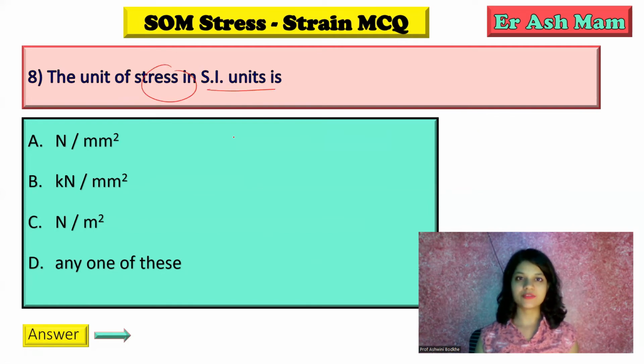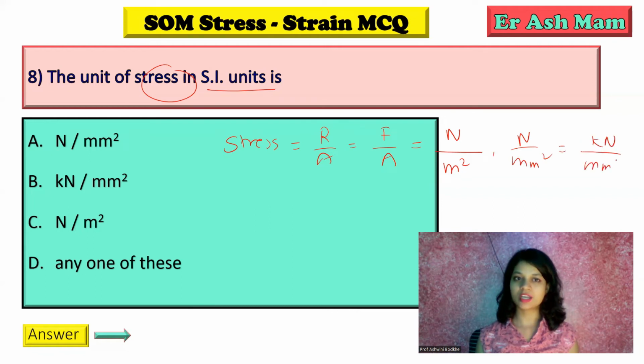Next is unit of stress. In SI unit, we know that stress equal to internal resistive force upon area or force upon area. We know that unit of force is Newton and unit of area is meter square. We can write as Newton per mm square, kilonewton per mm square. Okay, it means all options are correct here. Any one of these. Answer D is correct.